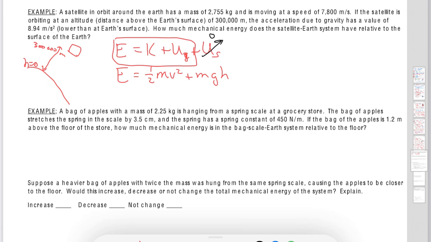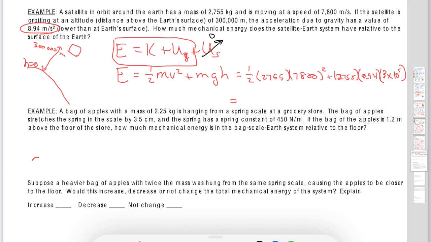Now, they don't give you the mass of the Earth because that's not what we're focusing on. We're focusing on the satellite. And so I'm going to now do 1/2 times 2755. That's the mass of my satellite. It's moving at 7,800 meters per second. And then I've got my 2755 times 8.94. Now it's not going to be 9.8 because they give us the g value. And this is going to be 3 times 10 to the 5th. I'm going to write this in scientific notation to save some space.